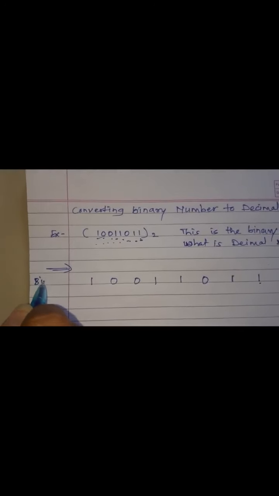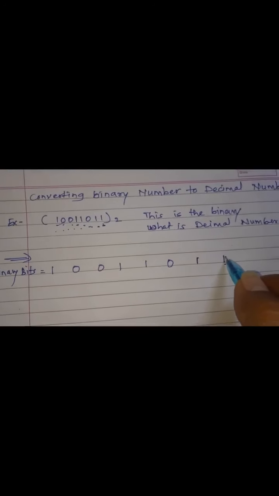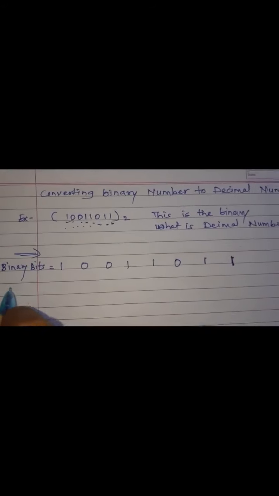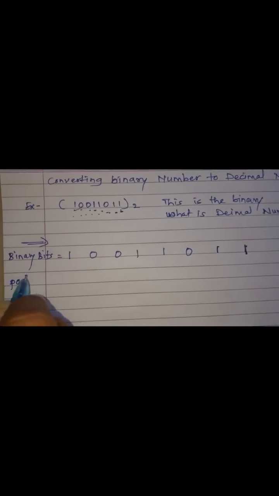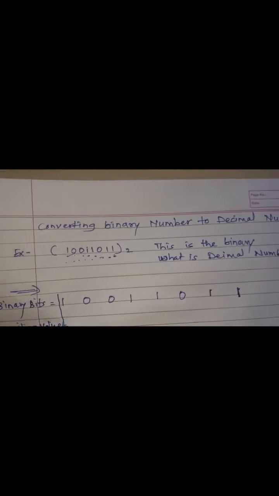In this way we write the binary bits. Now, below these binary bits, we have to write the position value. What is the position value? See, we have to write it here.